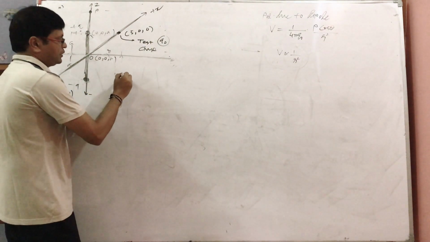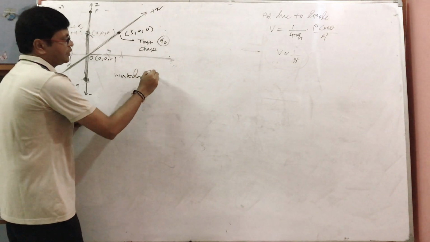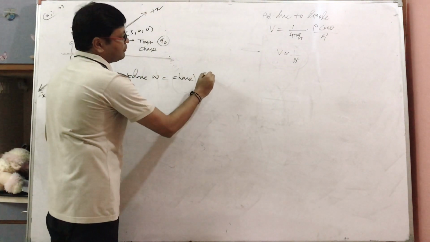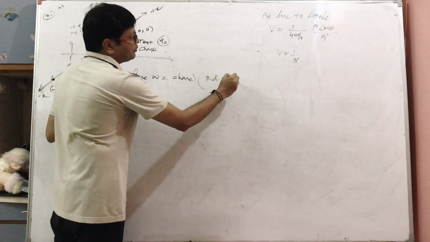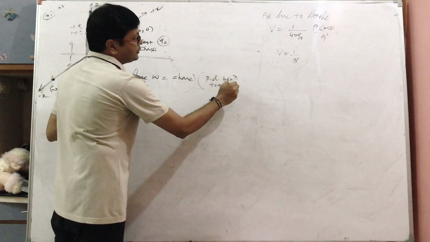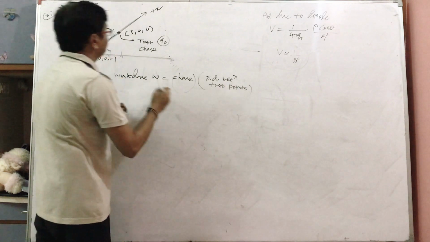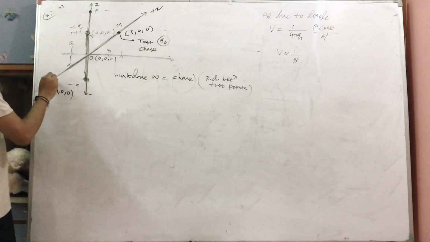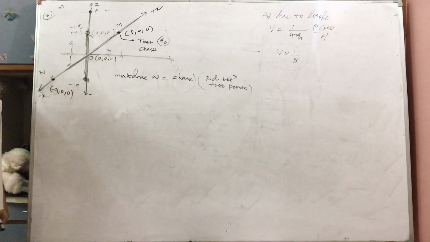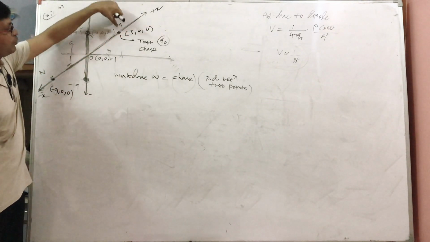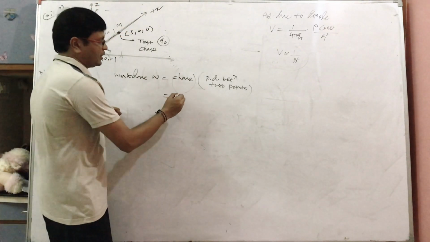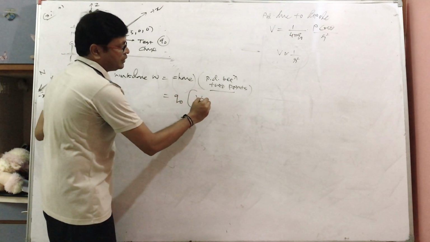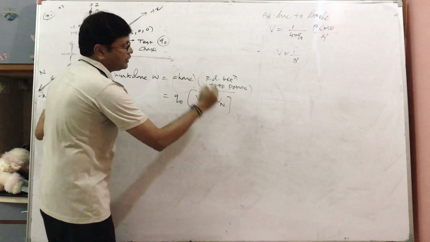So work done, W, is equal to simply charge multiplied by the potential difference between two points, two endpoints. Here, suppose a point we call M, and this is point N. We would like to move this test charge Q naught from M to N. So obviously charge Q naught, and what is the potential difference? It is Vm minus Vn.